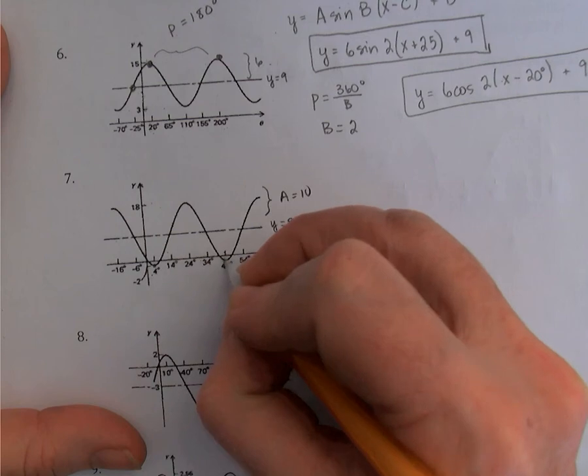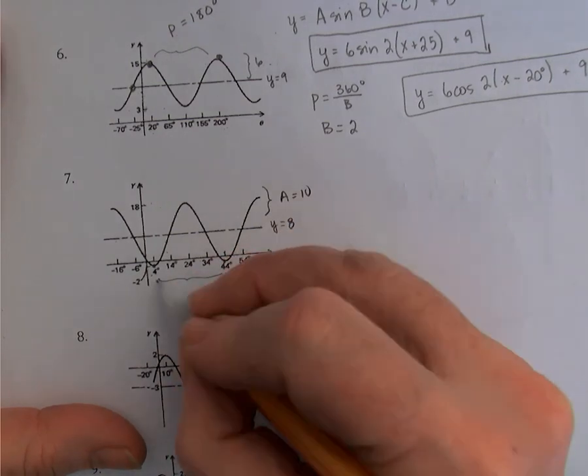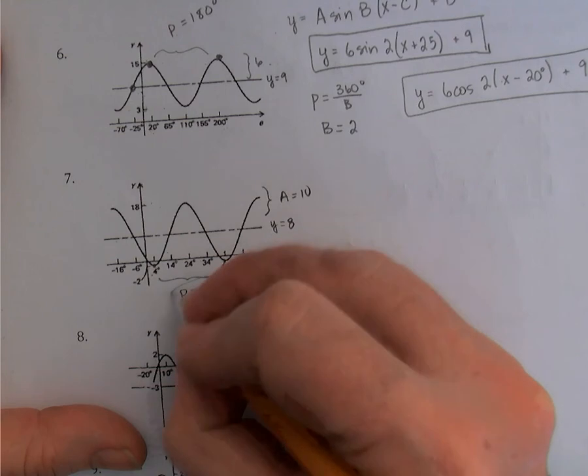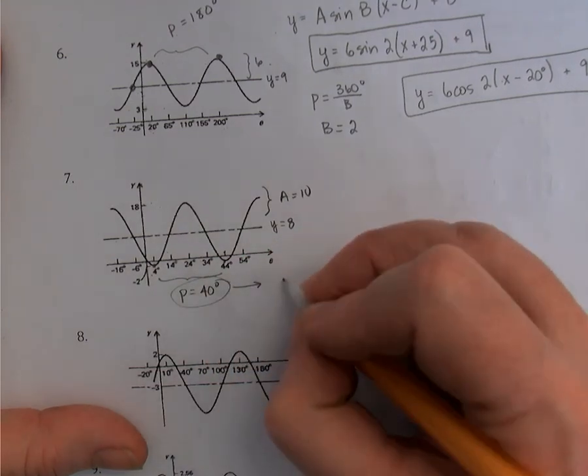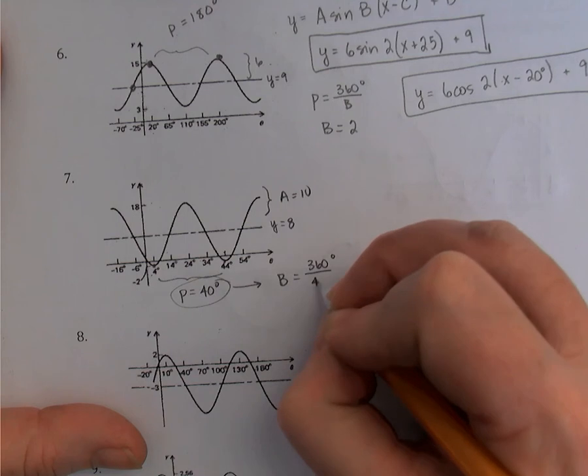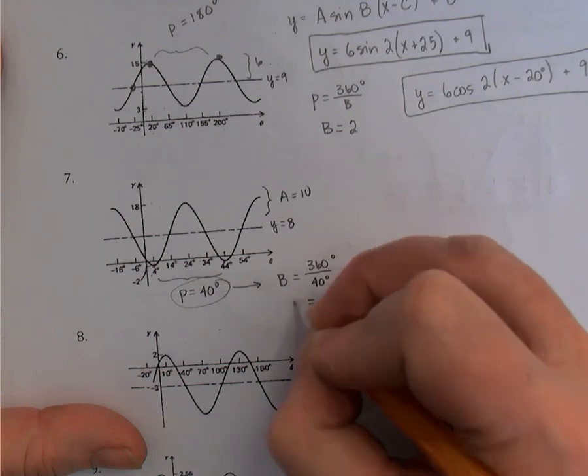I know my period, if I'm going to go from, well, I'll just go low point to low point. So that's a stretch from 4 to 44. That's a stretch of 40 degrees. And from that period, I'm going to figure out my B value. So B is going to be 360 divided by the period, which is going to give me 9. My B value is 9.